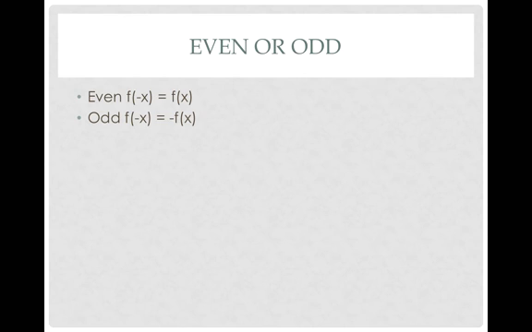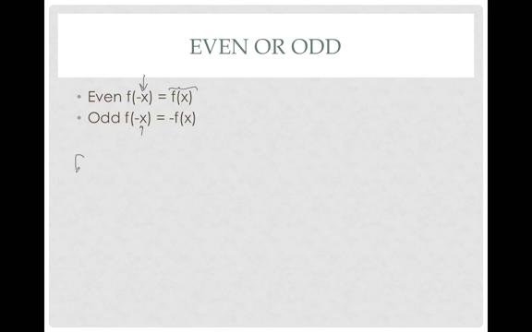All right, so the last piece here is the idea of an even or odd function. Now you need to understand what these two statements mean. It's an even function if you plug in a negative x and get out the original function. Whereas it's an odd function if you plug in a negative x and get out the opposite of the original function.